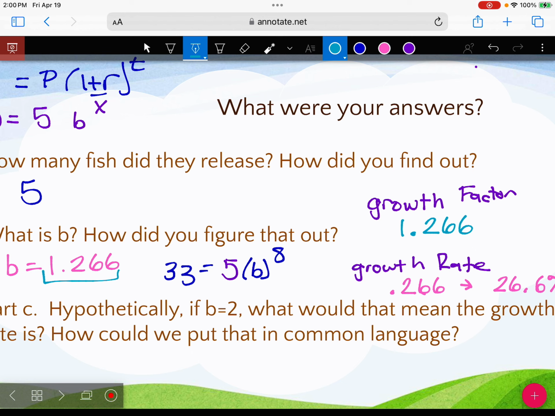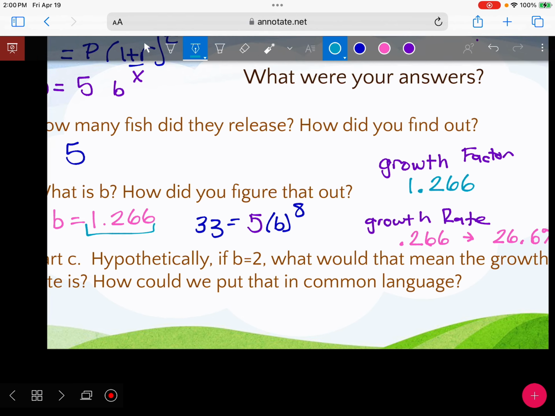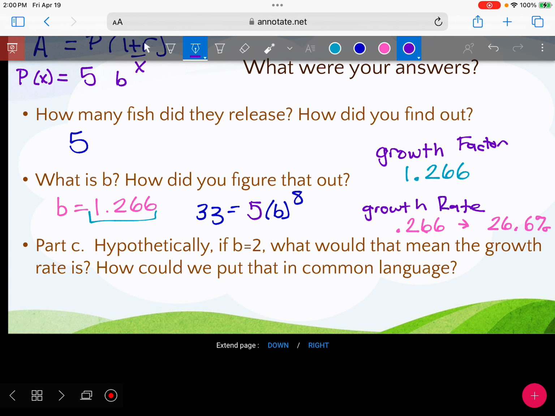Okay, and so then the last part of this one, it's a Friday, I guess it's a pretty easy day, is hypothetically. So, new equation. Let's say b was 2. What if it was 5 times 2 to the x? b is 2. What would that mean the growth rate is? 1. So what is that as a percent? 100%. So our rate would be 100%. Our factor is that 2 that's raised to the exponent.